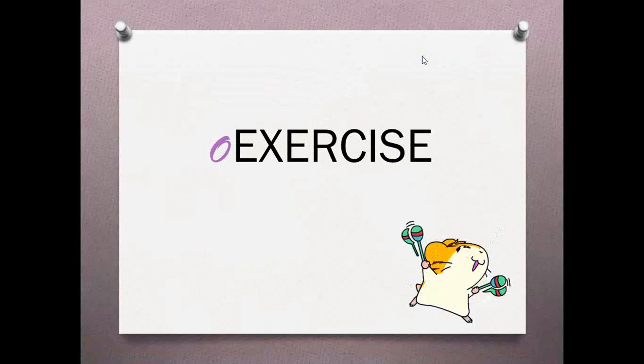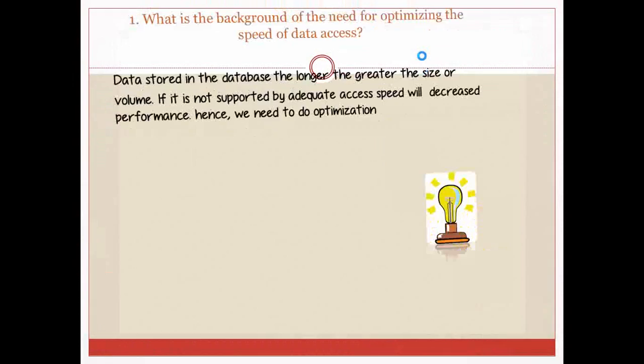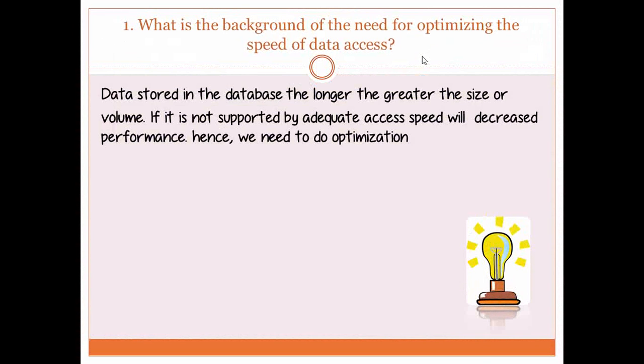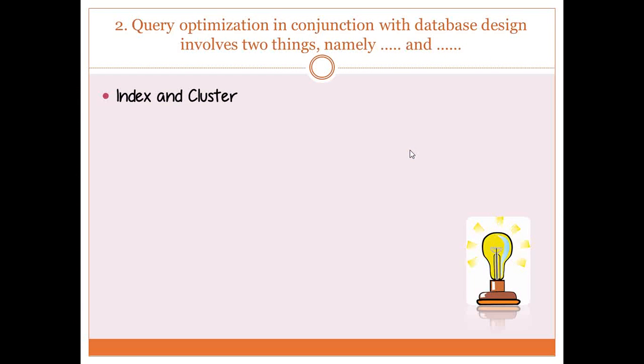Exercise. Now exercise time. What is the background of the need for optimizing the speed of data access? Here is the background: the longer the time, the greater the size or volume of data stored in the database. So if it's not supported by adequate access speed, performance will decrease. Hence, we need to do optimization. Query optimization in conjunction with database design involves two things, namely index and cluster, as I told you before.